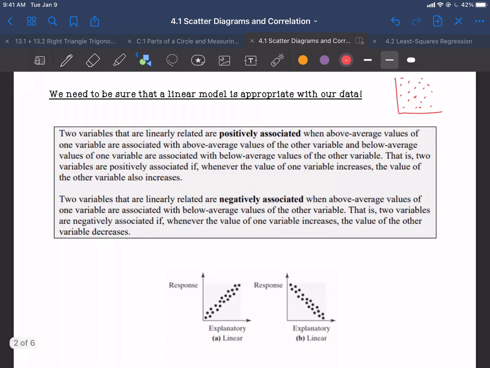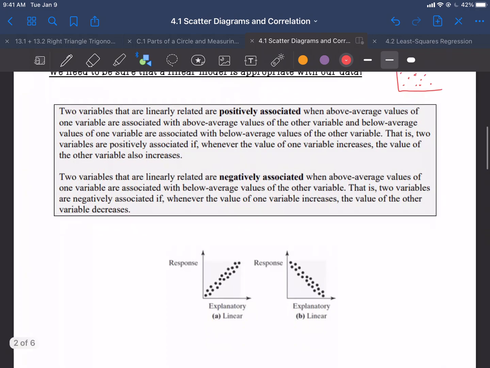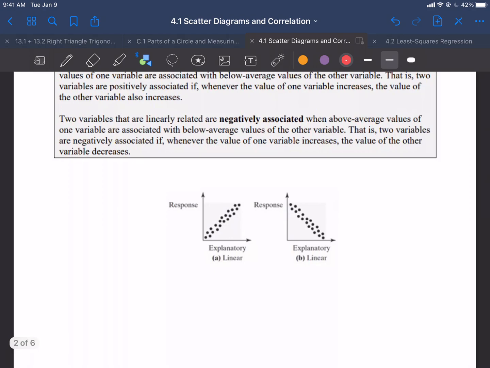We also have positive and negative associated variables. So again, if the slope is positive, remember slope is represented with the letter M. If your slope is greater than 0, it would be positively associated. And if your slope is less than 0, that would be negatively associated. Okay, which means as your explanatory variable increases, your response variable decreases.